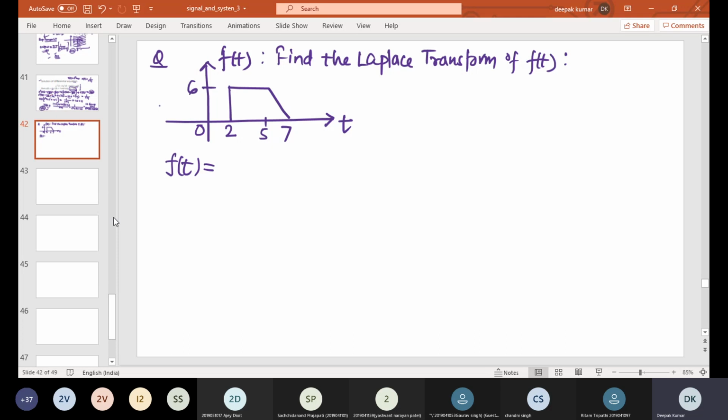f of t is equal to, the amplitude, the height 6 is changing at location t is equal to 2. So it can be written as 6 u of t minus 2. Now at t equal to 2, the operation is complete. Again, this height is maintained until t is equal to 5 seconds.